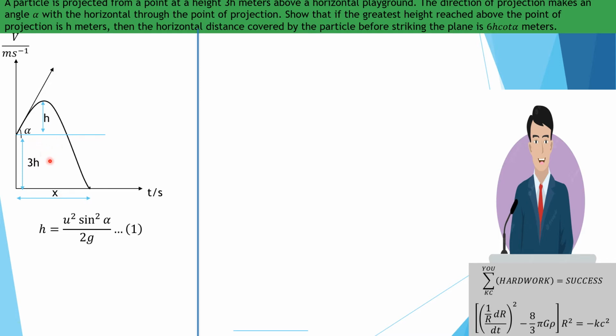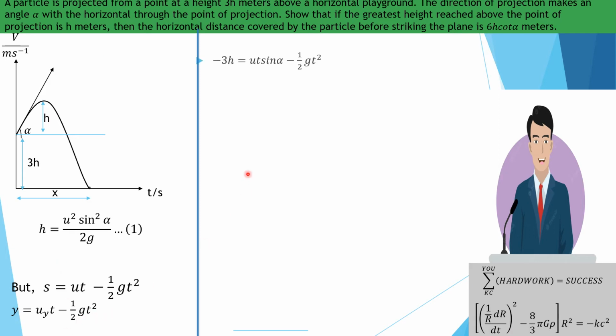Now we define the complete vertical displacement of this particle. If it comes from here, the displacement at this point is 0. If it comes all the way back down to this plane, the complete vertical displacement will just be negative 3h. So we have s equals ut minus half gt squared, and in place of s, we're talking about y because it's our vertical displacement. And u here is just uy, because we're talking about the initial velocity in the vertical plane, which is just u sine alpha, because you resolve this u. So it becomes u sine alpha t minus half gt squared, right?